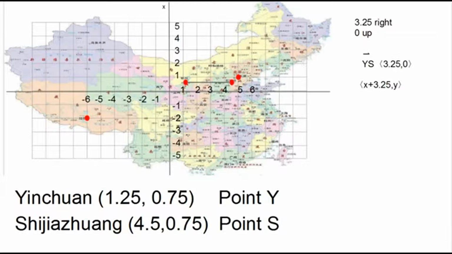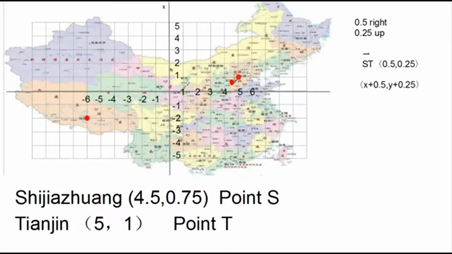Now we're going from city Y to city S, Shijiazhuang city S. So from 1.25 to 4.5, we move 3.25 to the right. That's positive. And you can see the y doesn't change, so you do not move in y. And this is how you write the vector notation: YS 3.25, 0. Or you can write x plus 3.25 and y. Because you are not moving y, so just leave it as y. You don't plus or minus anything.